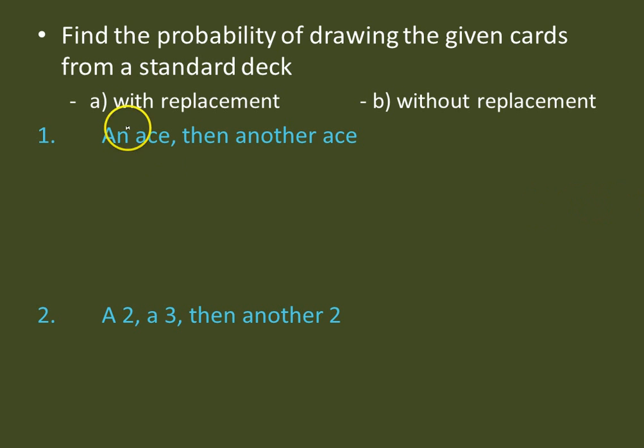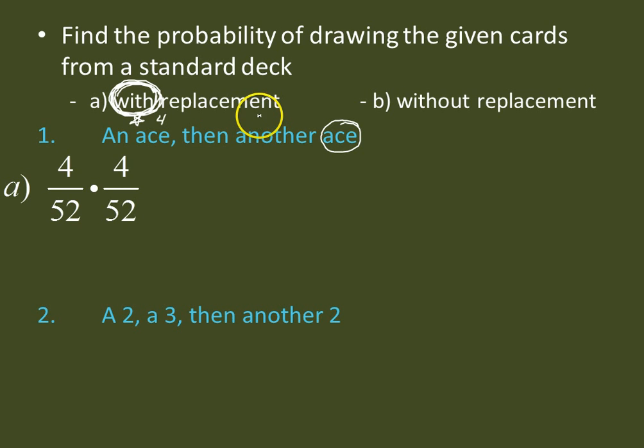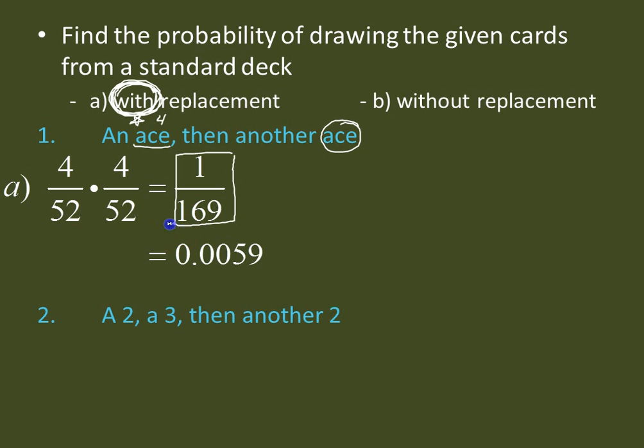I want to draw an ace. Okay, one ace is what? 4 out of 52. A is with replacement. So I draw an ace, but what do I do? I put it right back. So if I put it back in the deck, what's my chances of drawing another ace? 4 out of 52. Because the one that I drew, I put back in. So there's still 4 aces in the deck. So 4 out of 52 times 4 out of 52 reduced is 1 over 169, or as a decimal, 0.0059.